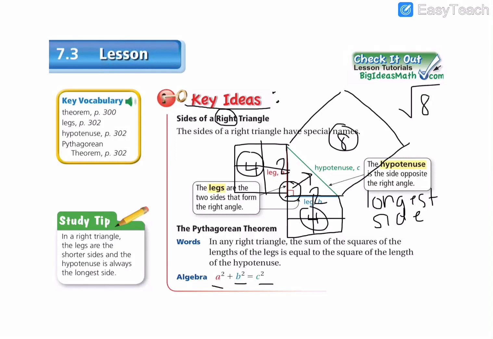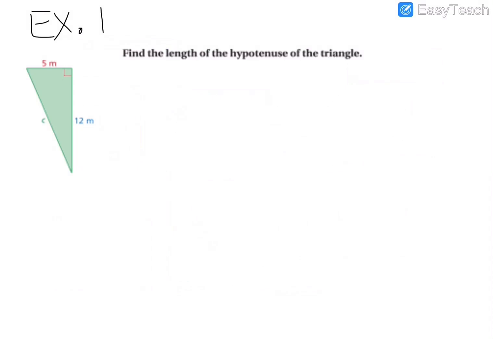Okay, so that is our key idea. We know that this is Pythagorean's theorem, and again, we know the proof behind that is that the squares equal the hypotenuse square. So let's move on to example 1. Sorry for the quality of this picture. I know it's not the best, but we can read it.